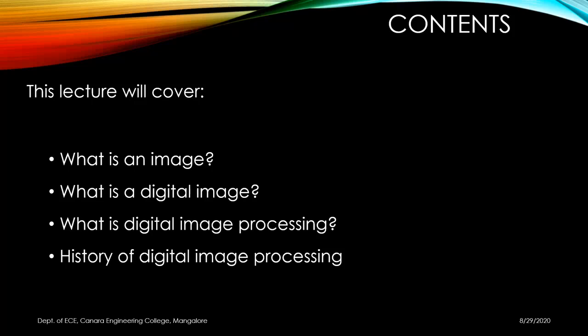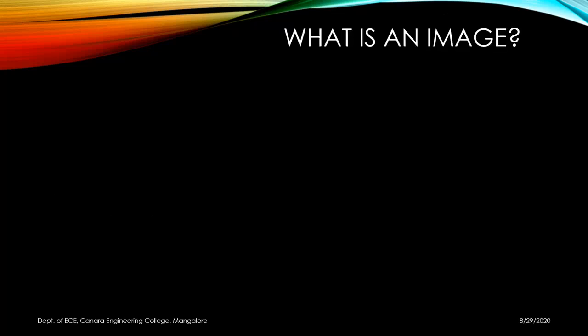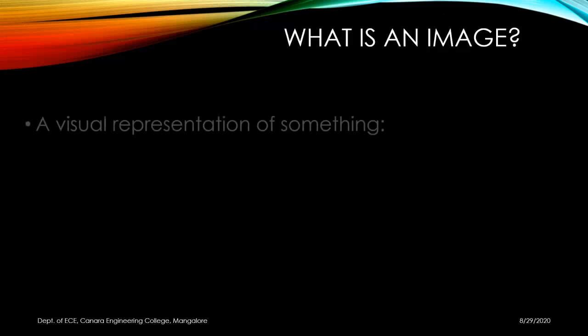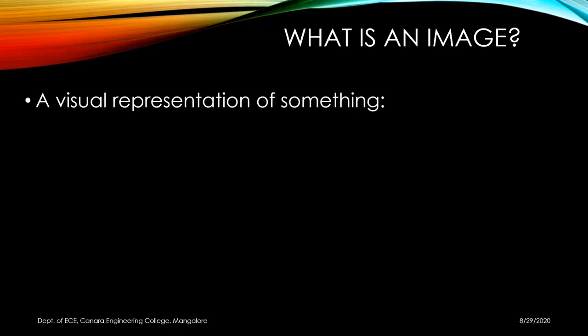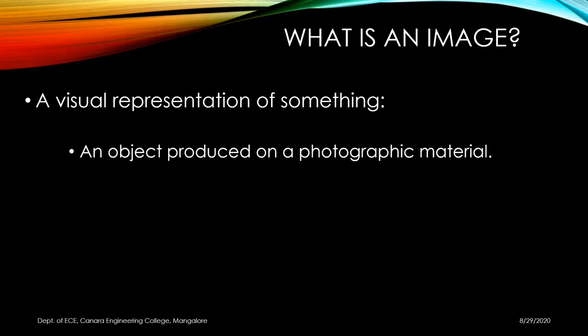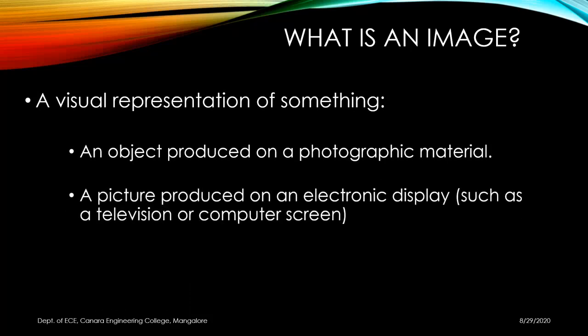The first question is, what is an image? An image is basically a visual representation of something. It can be an object produced on a photographic material, or a picture produced on an electronic display such as a television or computer.